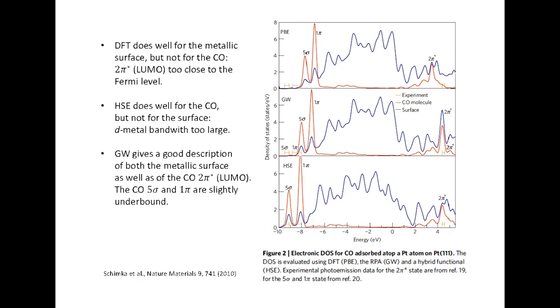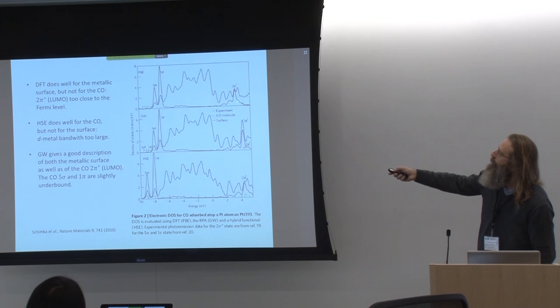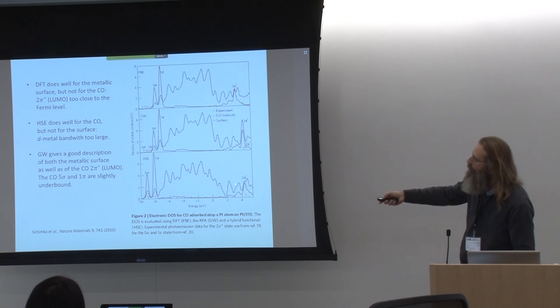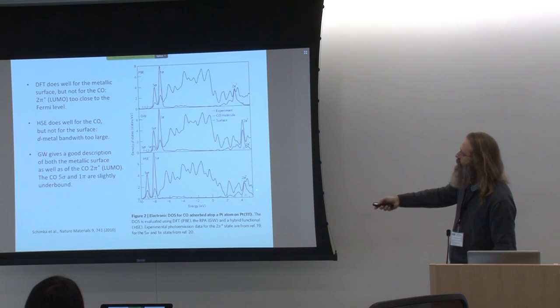So that point is made actually here. What do we see in density functional theory? We see that our molecular states, the HOMO-LUMO gap, is too small. This is where experiment claims it should be. Well, we're way off, and especially this LUMO is much too close to the metallic states. If we go to the hybrid functional, we do very well for these molecular states, very close to where experiment would like them to be, but the d metal bandwidth has become too large, and especially in this area, the back bonding is still too strong.